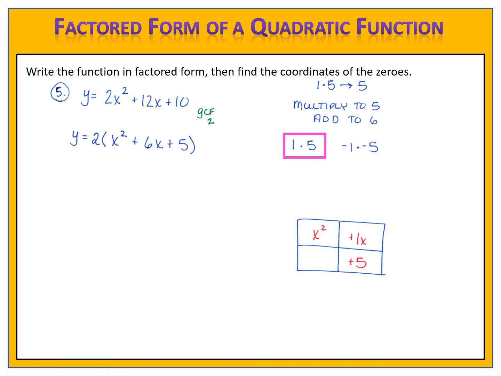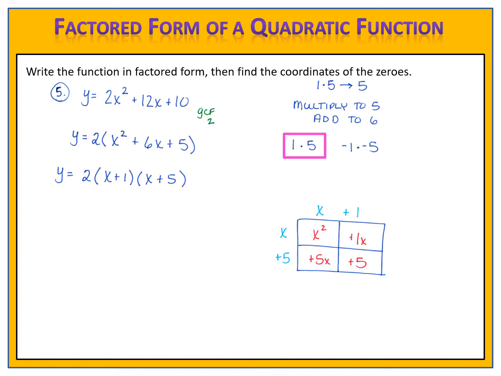Either method is acceptable. If I use the grid, I find the greatest common factor across the top, which is x, and then use multiplication to fill in the spaces around the grid. My factors are x plus 1 and x plus 5. And so the factored form of the function is y equals 2 times x plus 1 times x plus 5.